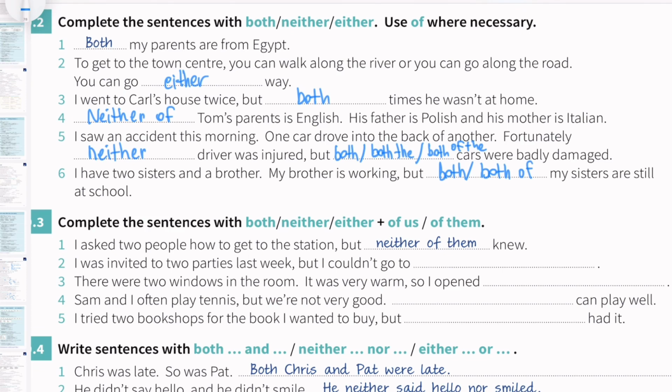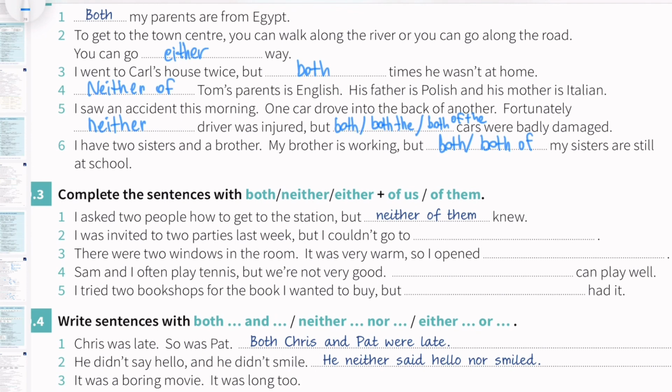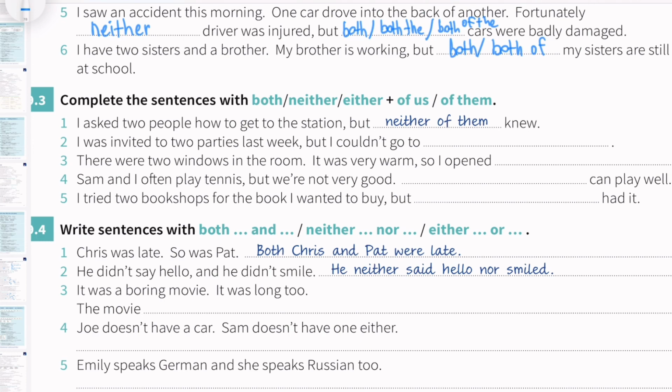And now let's finish with number 3. Complete the sentences with both, neither, either, plus of us or of them. So start with the example. I asked 2 people how to get to the station, but neither of them knew. I asked 2 people, but no one knew. Neither of them knew.